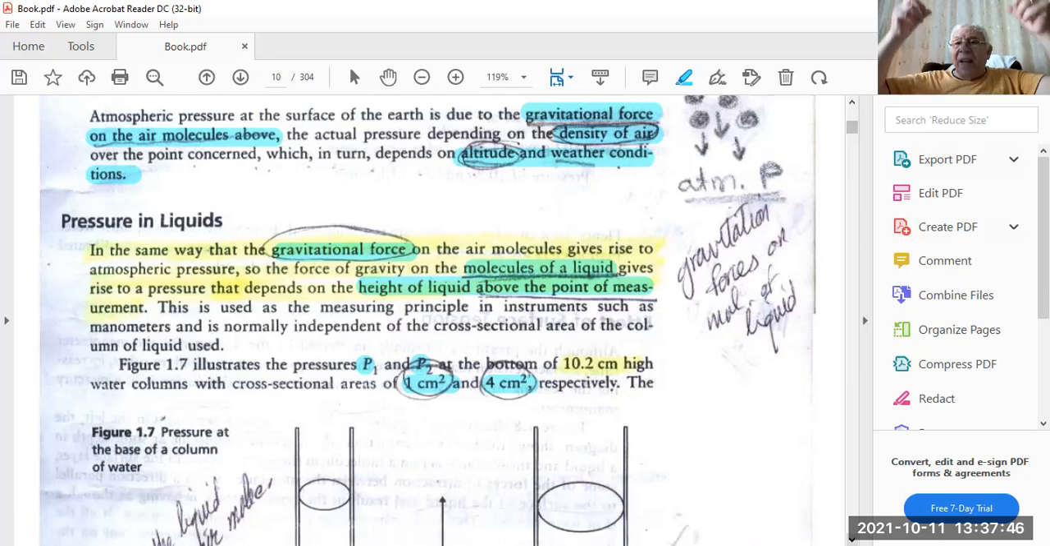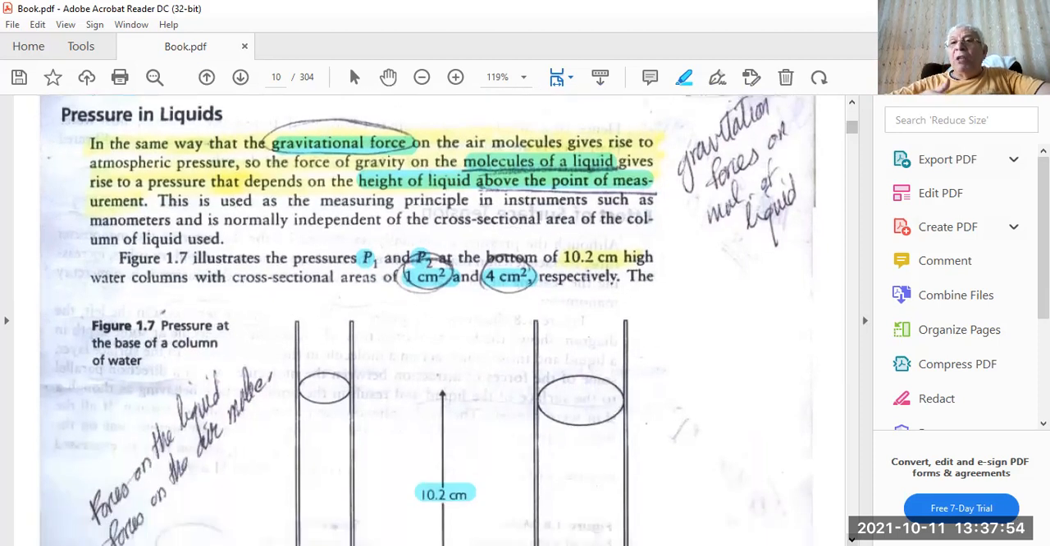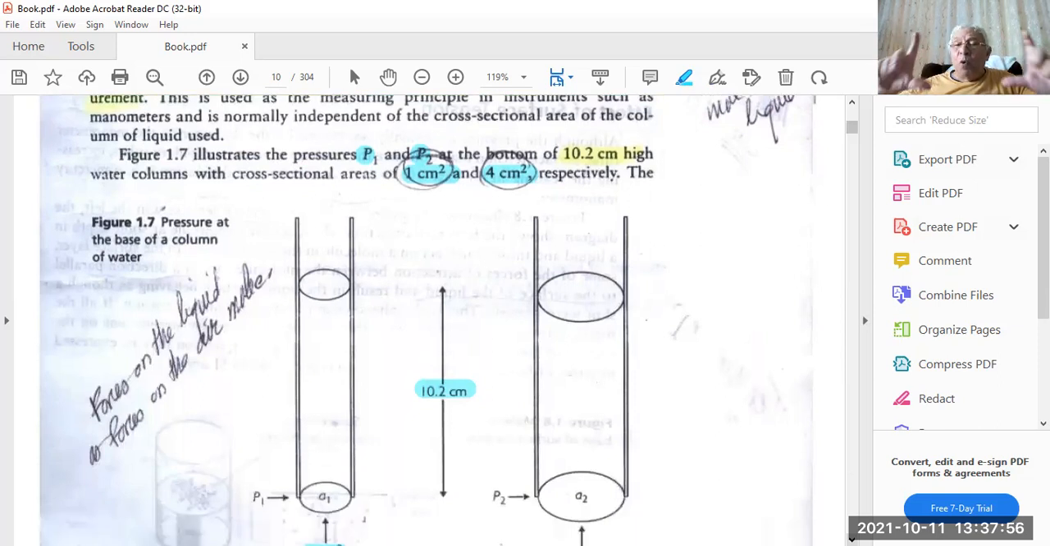Does the caliber of the tubing system affect the end result of the pressure or not? So we have an example of 2 tubes. The two tubes are filled with water at a height of 10.2 centimeters. Of course, 10.2 centimeters reminds you of the 102 gram weight of Newton. You remember that? So in other words, the height of both tubes will give us a hint about the amount of water present.